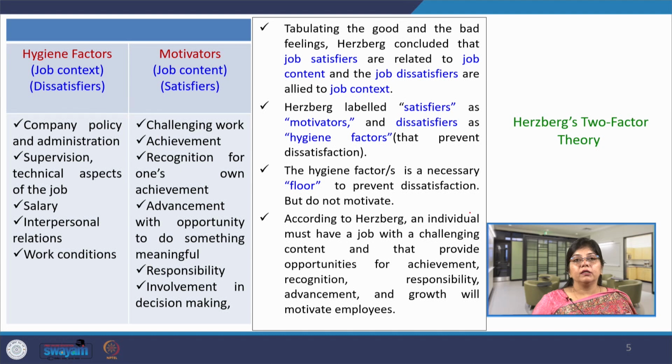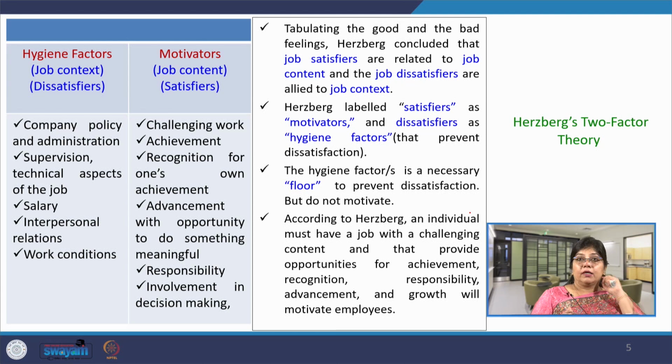The most important thing was that, out of the data that was collected, the hygiene factors are very necessary to retain the employee, because hygiene factors are a necessary floor to prevent dissatisfaction, but do not motivate. As I mentioned, dissatisfiers or hygiene factors will not motivate; they will just be there so the organization can retain the employees. Whereas a job with challenging content that provides opportunities for achievement, recognition, responsibility, advancement and growth will motivate employees.